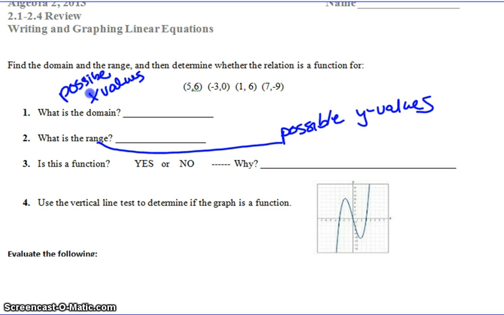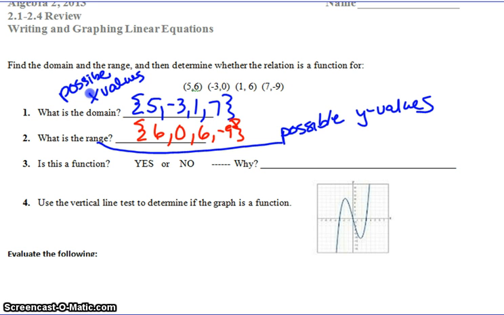So in this set of numbers, what is the domain? Well, it's the set of the x numbers, the 5, the -3, the 1, and the 7. That would be my domain. The range is the y values, and I remember this one way: D comes before R in the alphabet, X comes before Y in the alphabet. So my range goes to my y, and it's the y values, the 6, the 0, the 6, and the -9.